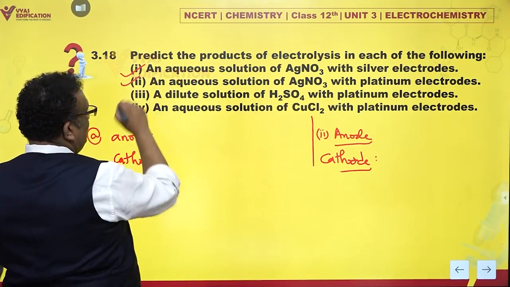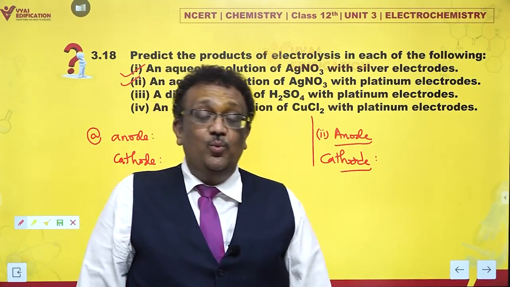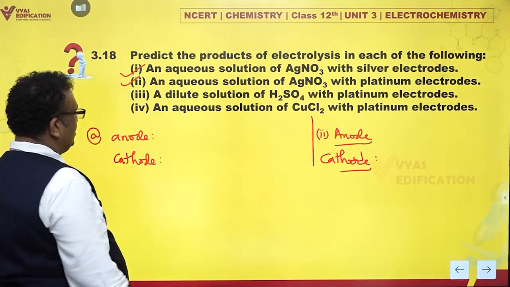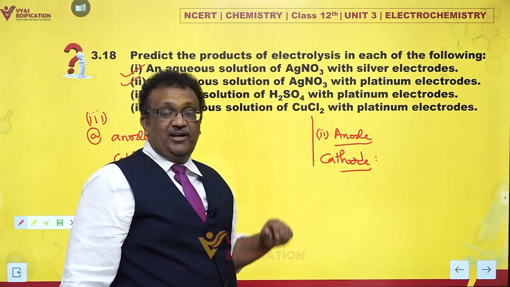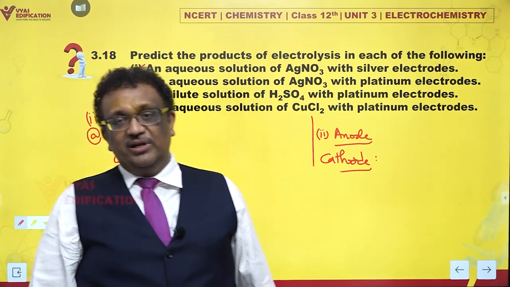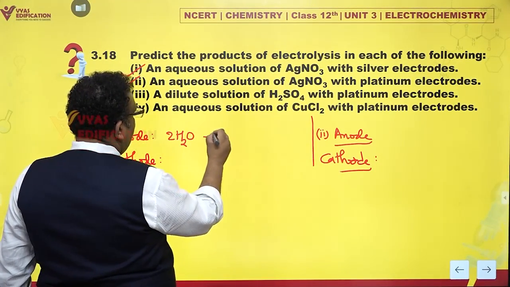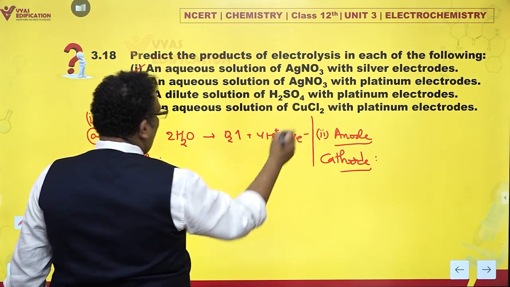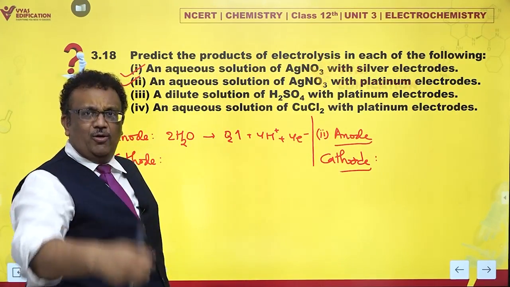The third one says, a dilute solution of sulfuric acid with platinum electrodes. Now this gets very interesting again. Why? Because at the anode we have to make some kind of an oxidation, and the anode attracts anions. The anion attracted at the anode is sulfate, and sulfate is not an anion which easily undergoes oxidation under normal circumstances. So please leave H2SO4 out. It is water, the very brave water, which comes to the rescue. It says, no, I will undergo oxidation.